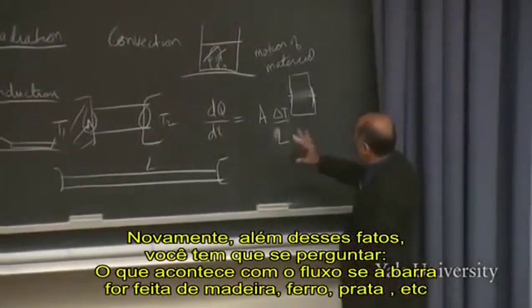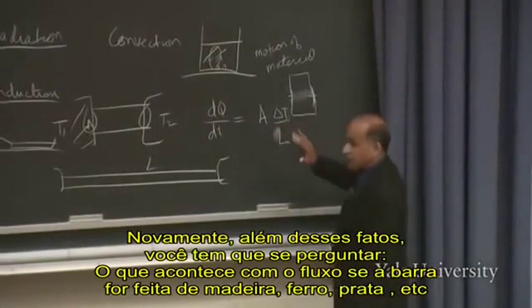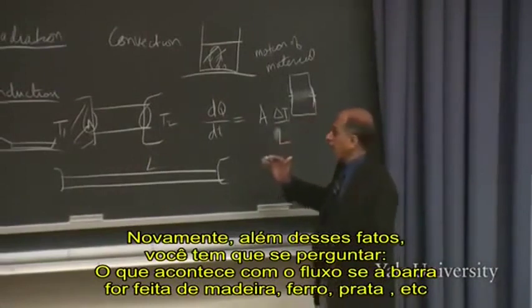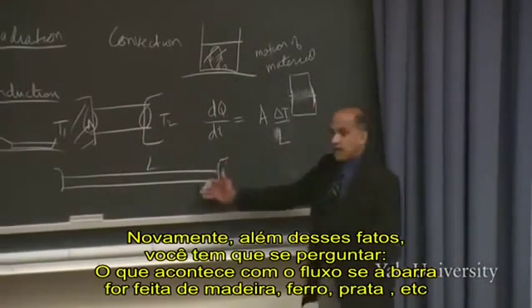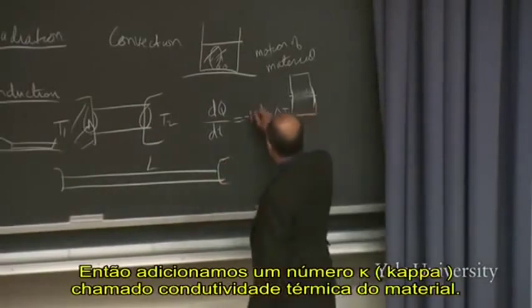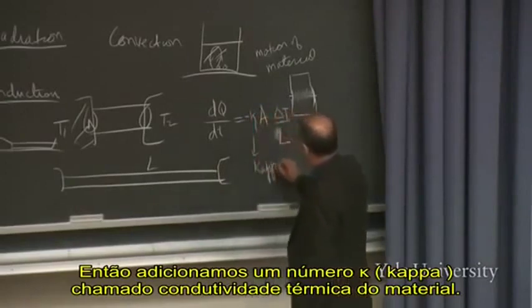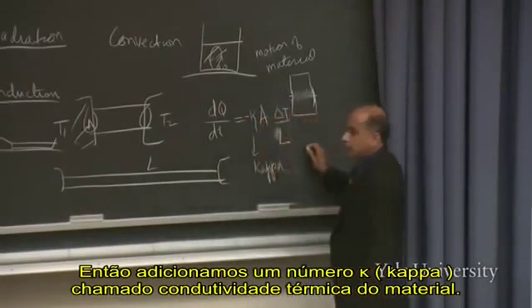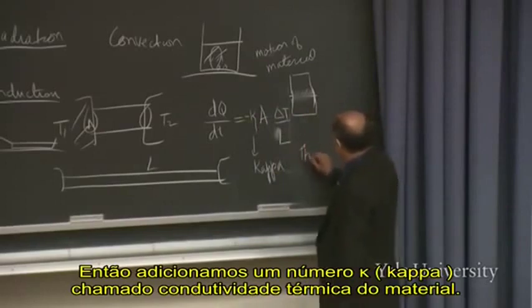Again, having put all these factors, which you can argue on general grounds, you have to now ask, what happens when this is a copper rod versus a silver rod versus a wooden rod? So you've got to put one more number, which is kappa here, not K, you guys. It's kappa, and it's called the thermal conductivity of that material.